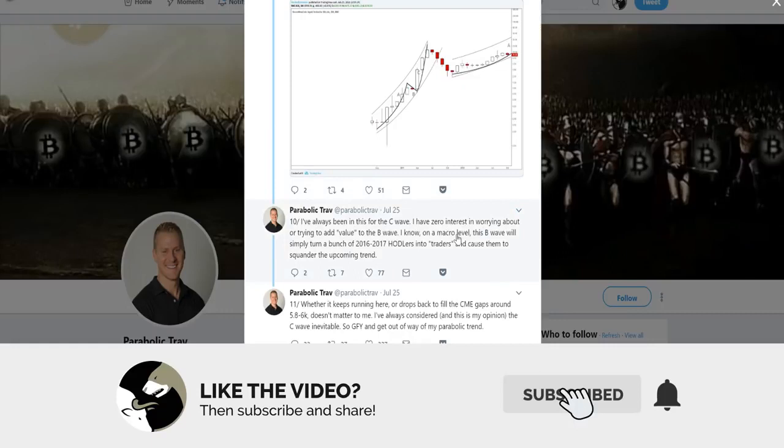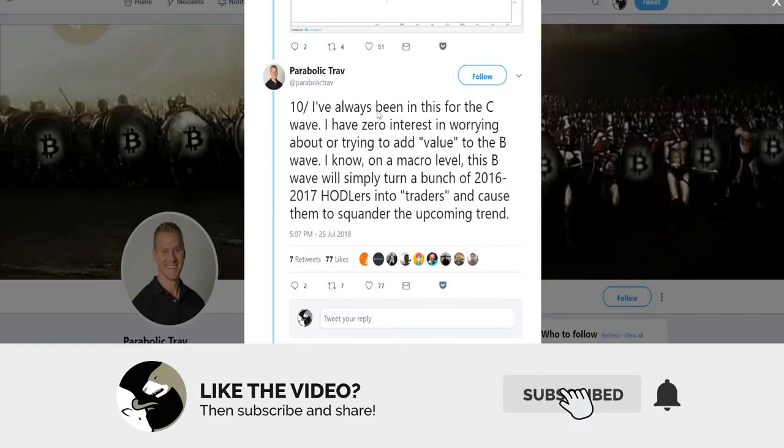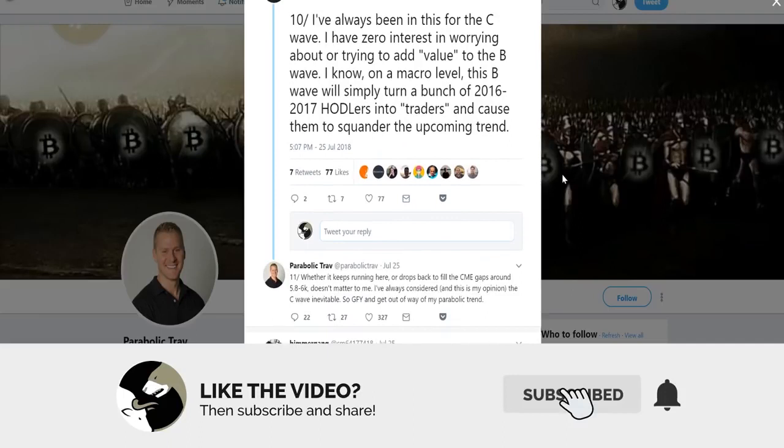Number 10, next up he says, I've always been in this for the C wave. I have zero interest in worrying about trying to add value to the B wave. I know on the macro level, this B wave will simply turn a bunch of 2016 to 2017 hodlers into traders and cause them to squander the upcoming trend. Number 11, this final point, whether it keeps running here or drops back to fill the CME gaps around 5.8 to 6K doesn't matter to me. I've always considered this, and this is my opinion, the C wave is inevitable.